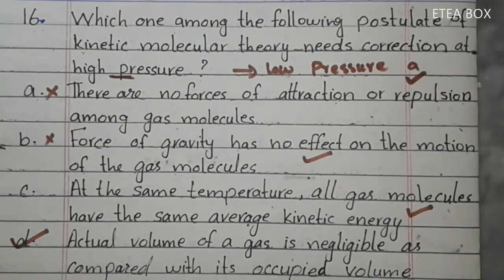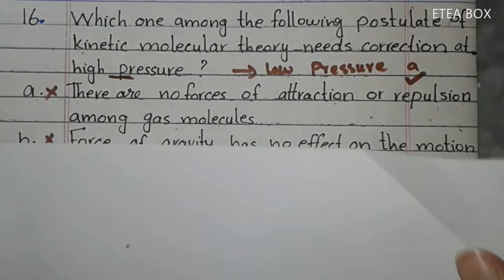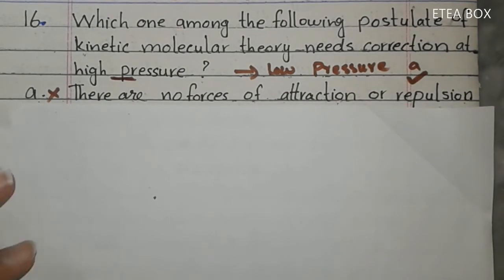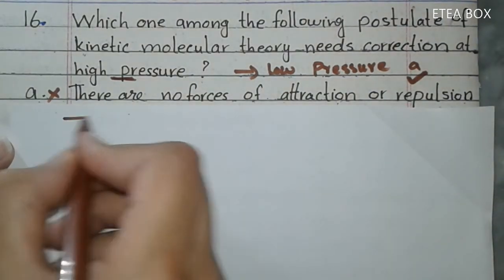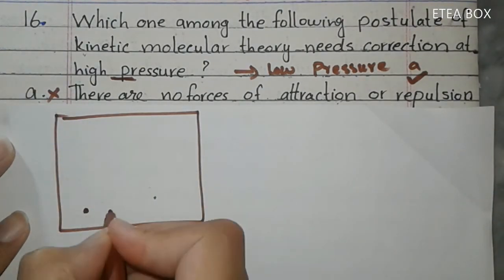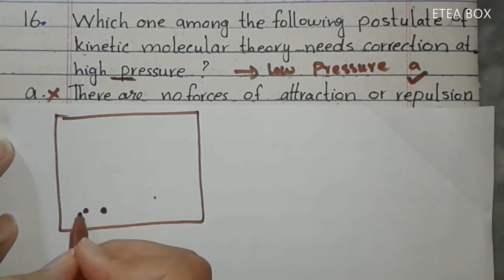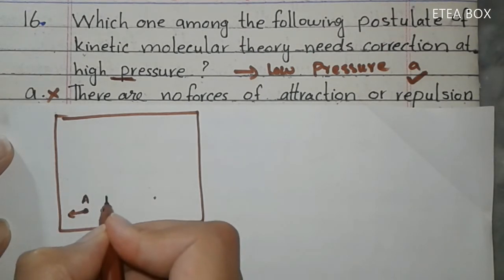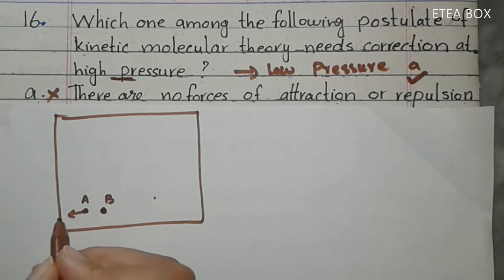Next one. Well, before going to the next one, I want to make it clear what happens at low pressure. Look at this. At low pressure, the molecules do not exert much pressure on the walls of the container. Let's suppose it's molecule A and this is B. It will not exert high pressure on the wall of the container.